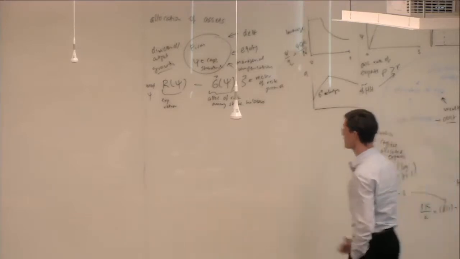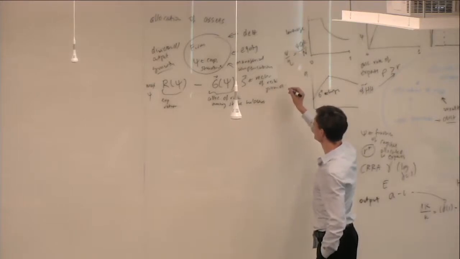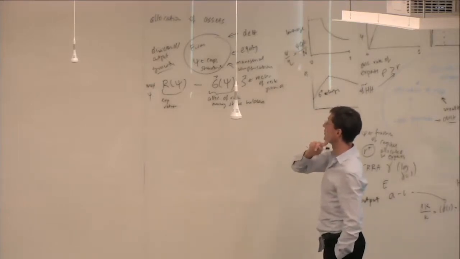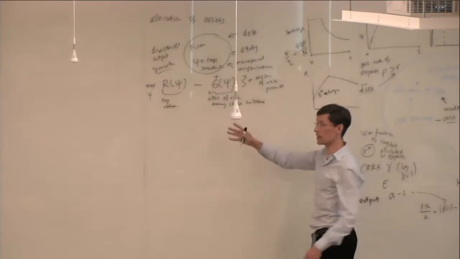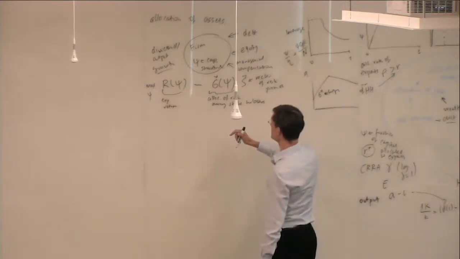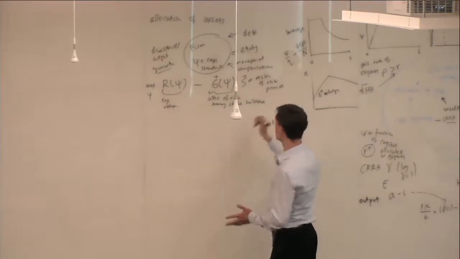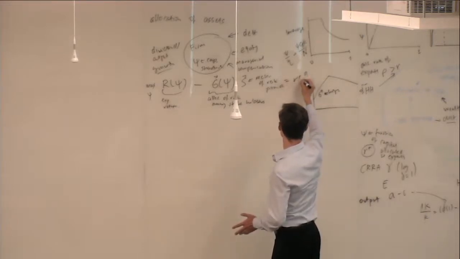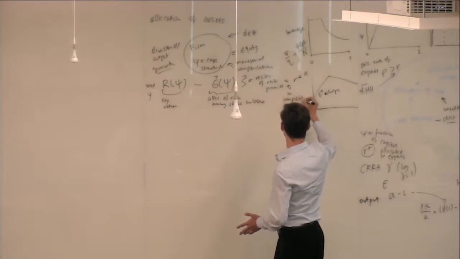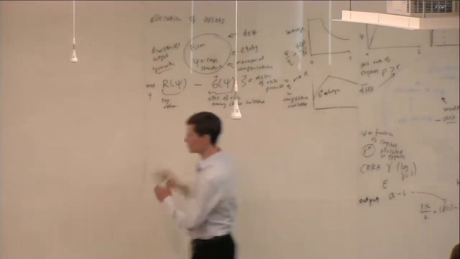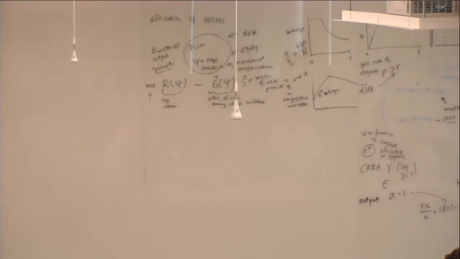And I guess in a competitive market, what you're going to get from choosing an optimal capital structure is just the required return. So this is going to equal the risk-free rate in competitive markets. So this is sort of a corporate finance foundation of macroeconomies with financial frictions.